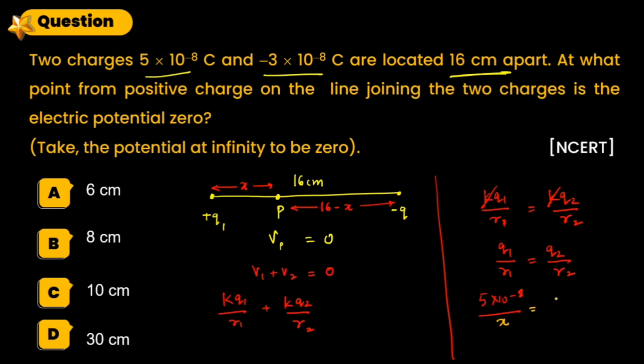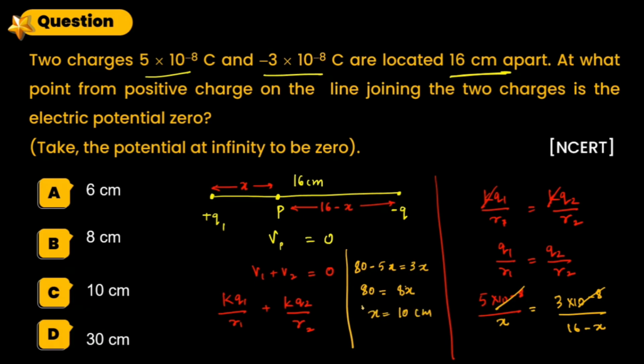Is equal to minus 3, which will become positive as it has moved from one side of the equality to the other, over 16 minus x. So 10 to the power minus 8 will cancel out 10 to the power minus 8. If we try to solve it, we'll have 80 minus 5x is equal to 3x, since 16 times 5 is 80, and 5 times x is minus 5x, and 3 times x is 3x. So 80 is going to be 8x, so x is going to be 10 centimeters.